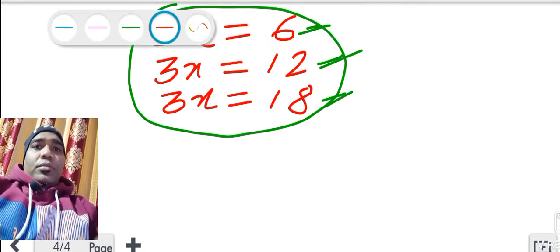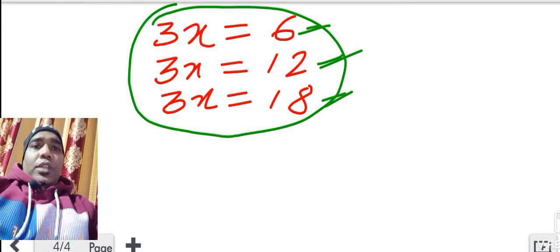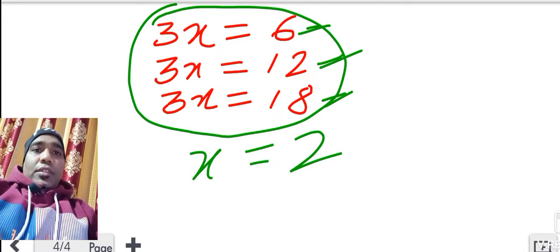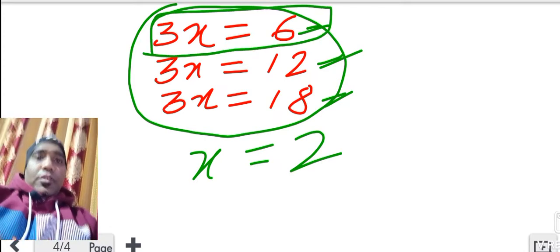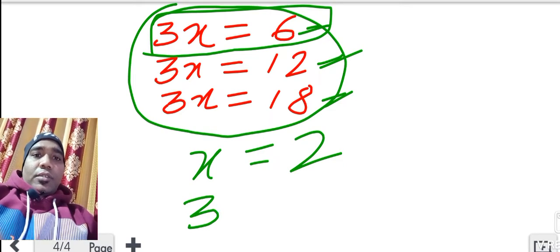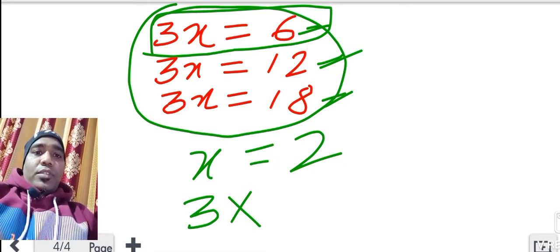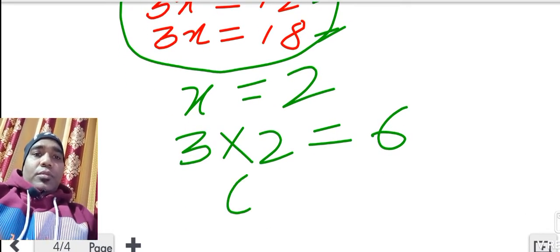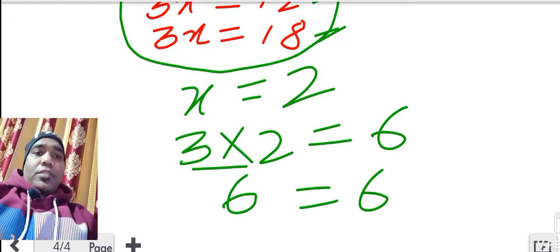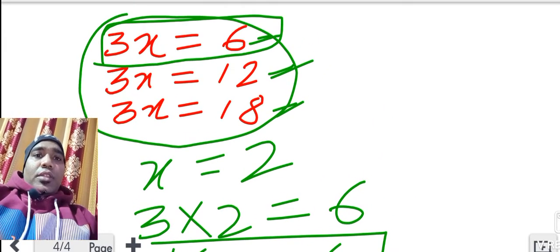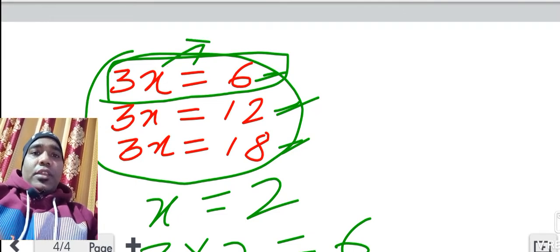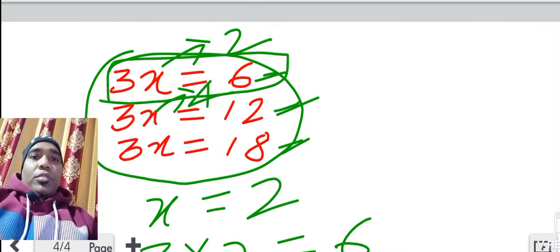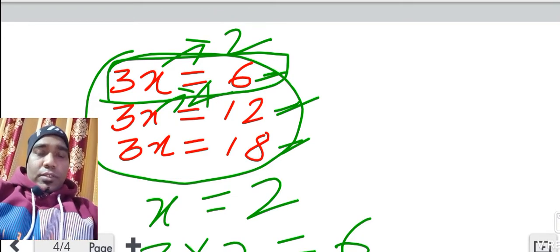If I take the value of x here as 2, then 3x means 3 into x. In place of x, it is 2. So 3 into 2, how much will it become? 6. So 3 into 2 is equal to 6, and on the RHS also we are getting 6. So here the value of x we are getting is 2. Similarly here, 3 into what will give 12? 3 into 4. So the value of x we are getting is 4.